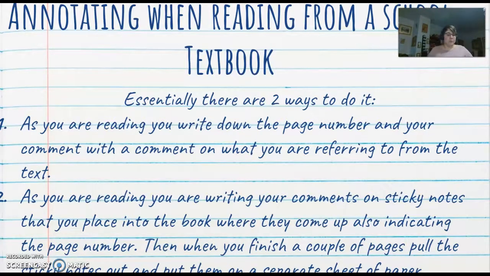Another thing you can do is use sticky notes. As you're reading, you write your comments on the sticky notes themselves, with the page number, and then you place the sticky note in the part of the book that it's from. So you will have sticky notes sticking out from your book. Then when you finish, you take another sheet of paper and put all your sticky notes in order on this. You'll probably have to use extra tape, because oftentimes the sticky notes don't just stay on by themselves. So those are your two ways that you can be annotating. And yes, you are always required to annotate for my class.